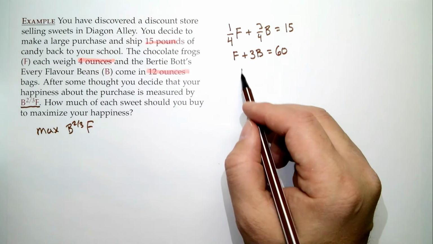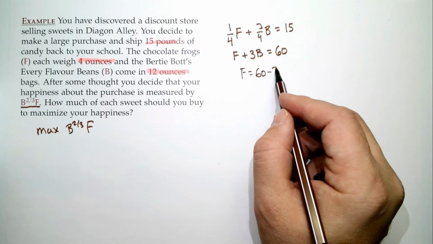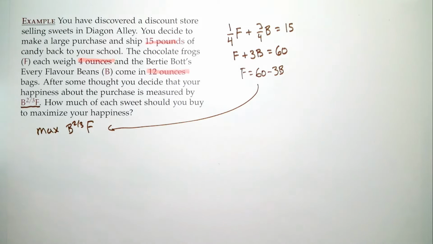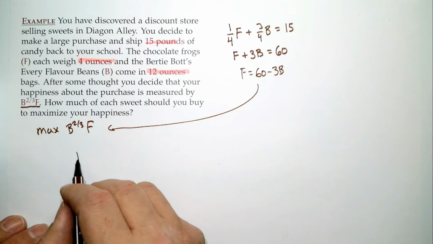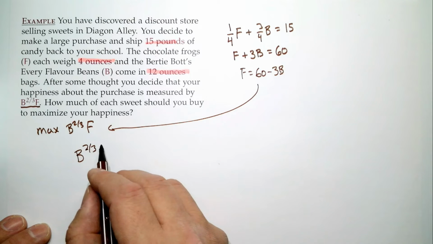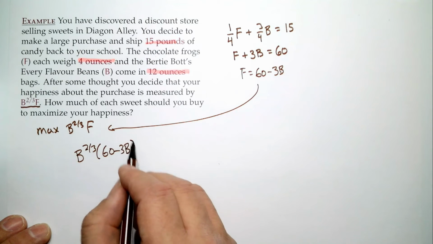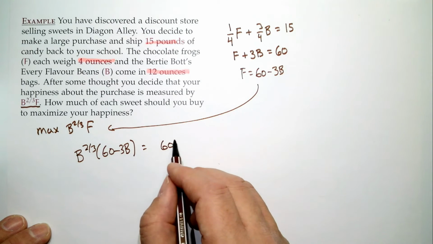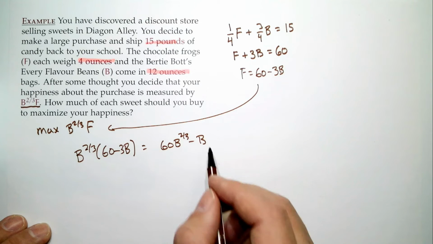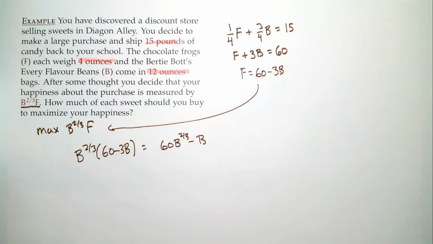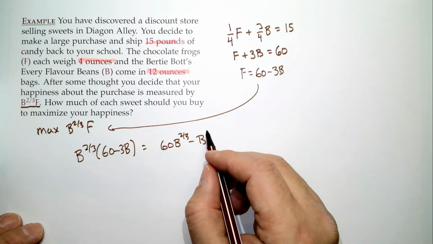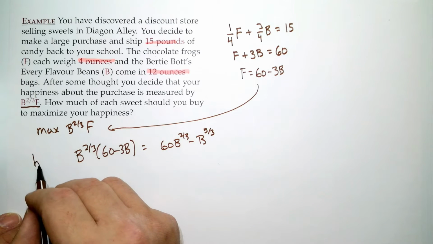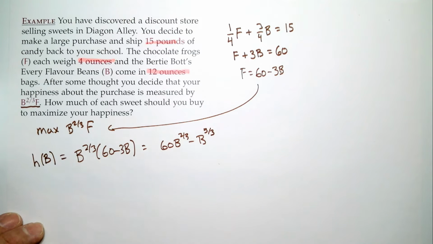So we have that F is equal to 60 minus 3 times B. And we're going to make that substitution into our expression. So what we're trying to maximize now is B to the 2/3 times 60 minus 3 times B, which is, if we multiply the B to the 2/3 through, 60 times B to the 2/3 minus 3, then I have B times B to the 2/3, which becomes B to the what power? 5/3. Okay, so here's our function. I'll call it H for happiness. Happiness based on how many of the beans we buy.